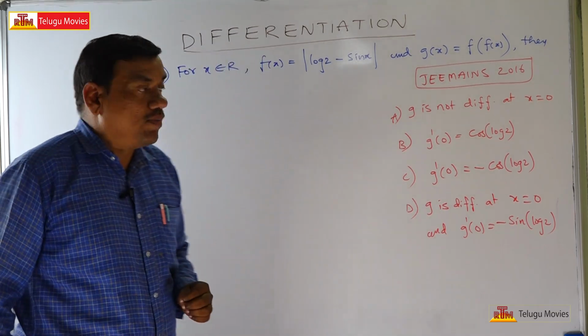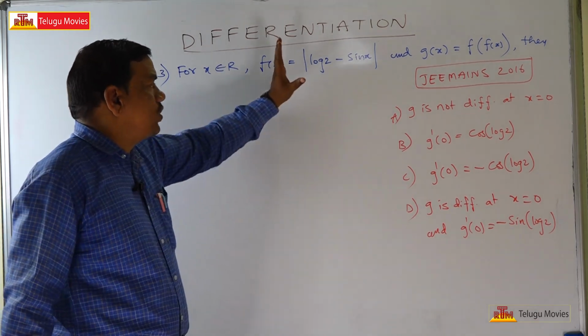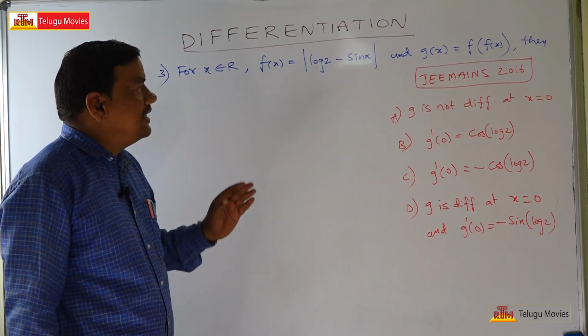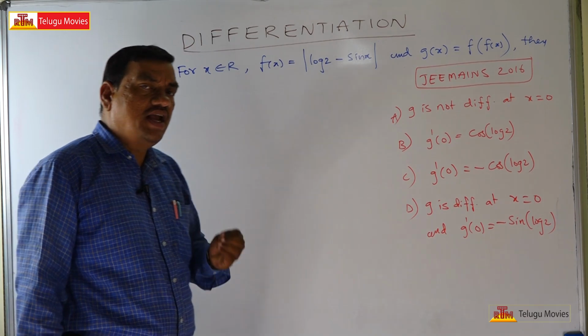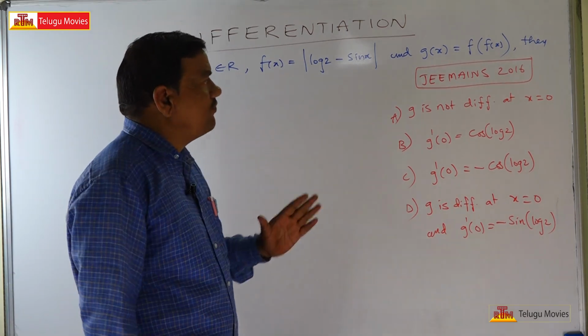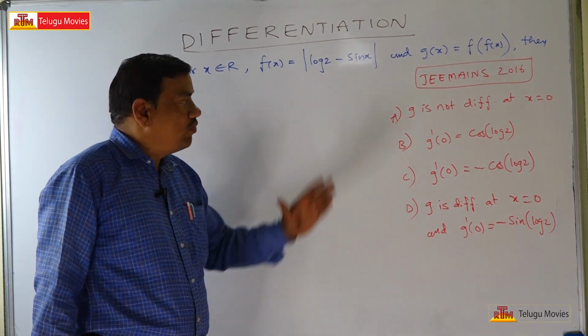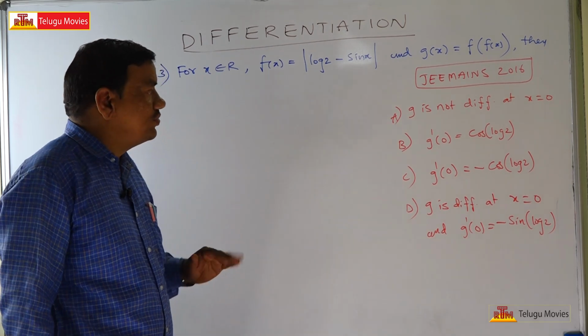Welcome to the next problem. For x belongs to R, f of x is equal to modulus of log 2 minus sin x, and g of x is equal to f of f of x. That means g of x is a composite function, that is f of f of x. Then what are the options? What is the first option? G is not differentiable at x is equal to 0.